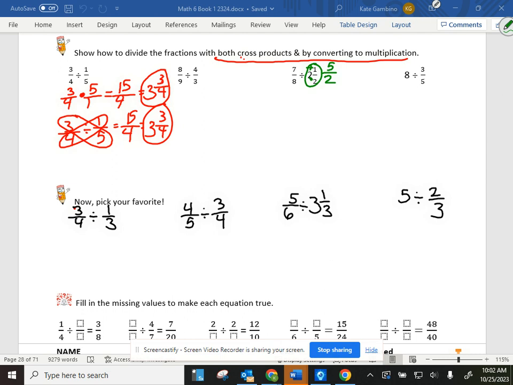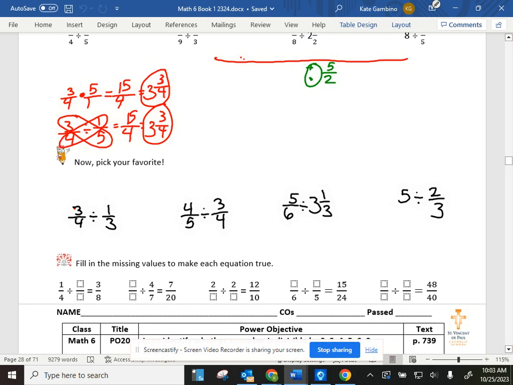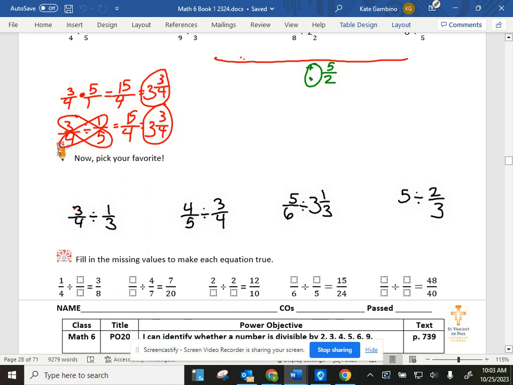Any questions on these two sections? On the bottom, it says fill in the missing values to make each equation true. We're gonna do the first one together so we can understand how to do that. So I'm just gonna scroll up a little bit. I'm gonna keep the problems on there in case you haven't written them yet. Let's look at our first one. 1/4 divided by something gets us 3/8 for an answer. So, how do you think I could solve this?